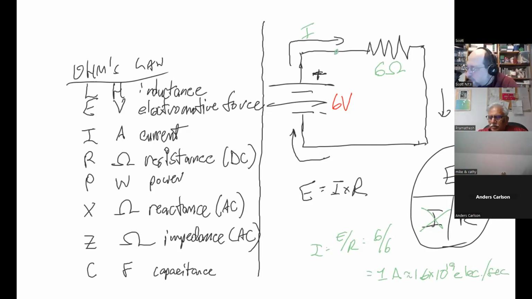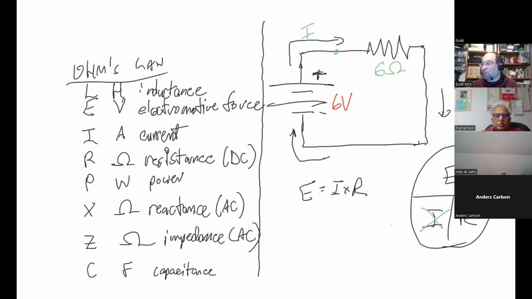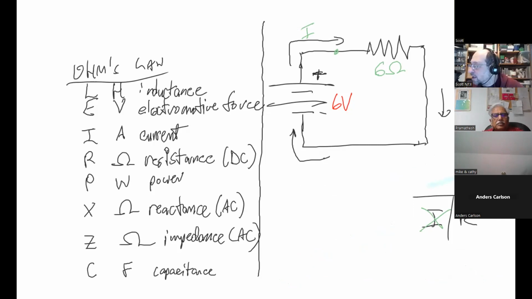So in other words, that's about 1/6000000000000000000000000 coulombs every second. Electrons are really, really small. They don't carry a lot of voltage. They don't carry a lot of anything. They're really tiny, but they do exist. So it's like a massive flow of electrons.